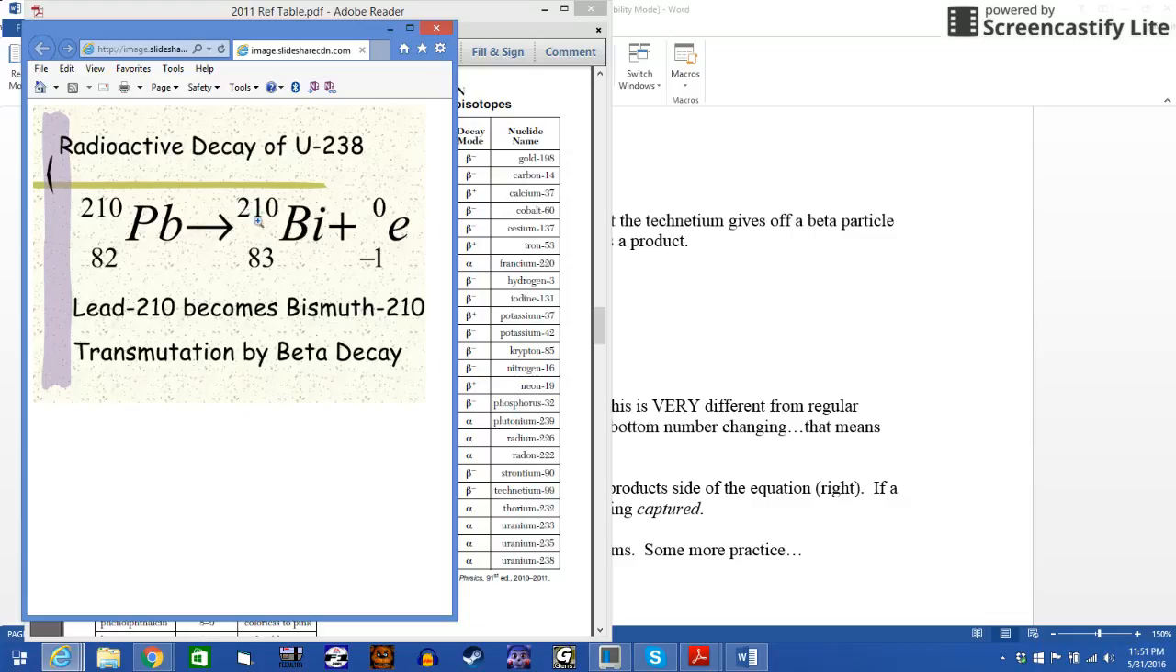210 equals blank plus 0, which would be 210. 82 equals blank plus -1. Now be careful, the equal sign is here, so 82 equals 83 plus -1, right? Because 83 minus 1 is 82. Now once you do that, and you have the number here, you're going to have to do a little bit of periodic table looking to find out that atomic number 83 is bismuth.